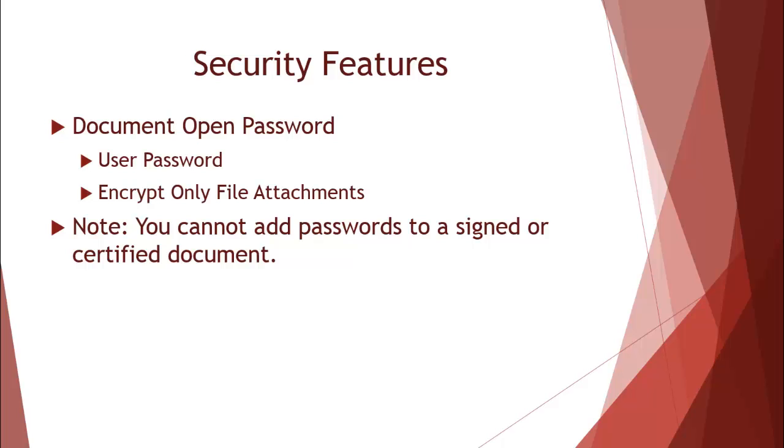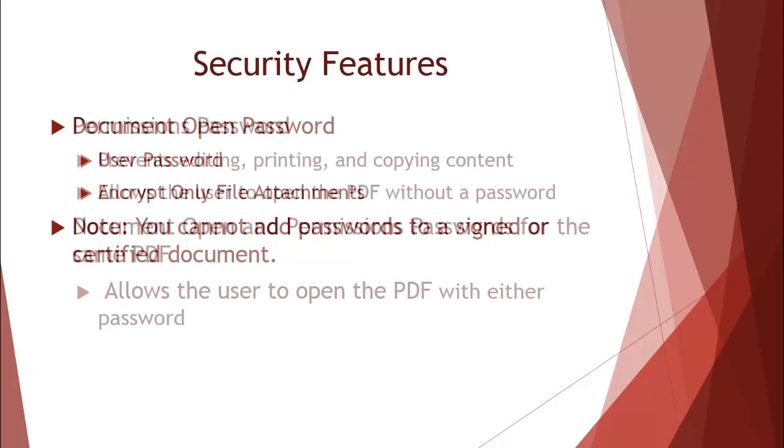There are two types of passwords. First, we will go over the document open password, also known as a user password, which requires a user to type a password to open the PDF. You can select encrypt only file attachments, which are also known as security envelopes. An example of this would be the direct deposit information PDF that C&M employees receive from payroll as an email attachment. Please note, you cannot add passwords to a signed or certified document.